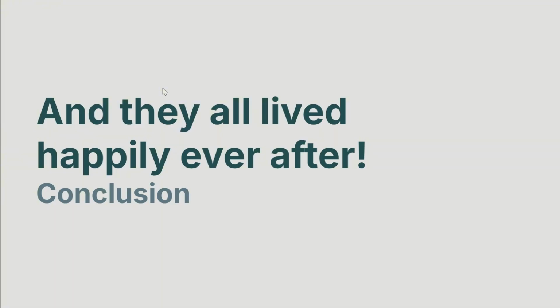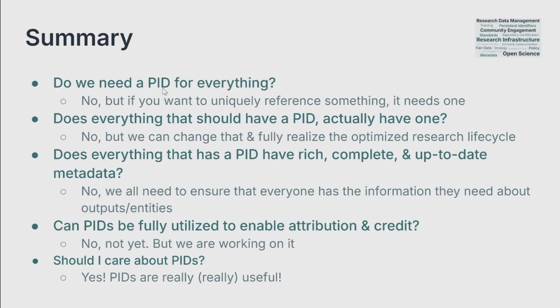So that's pretty much everything I want to say. In summary, do we need a PID for everything? No. But if you want to uniquely reference something, it needs one. Does everything that should have a PID actually have one? No, but we can change that and fully realize the optimized research lifecycle. Does everything that has a PID have rich, complete, up-to-date metadata? No, but we all collectively need to ensure that everyone has the information they need about outputs and entities.